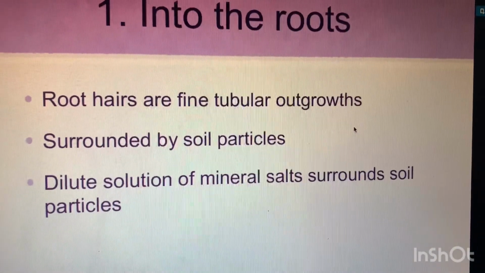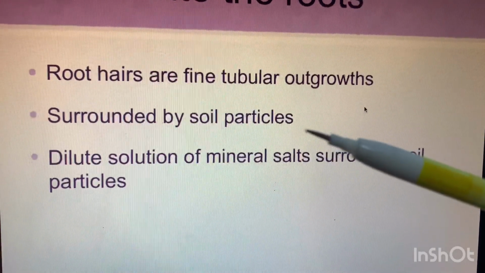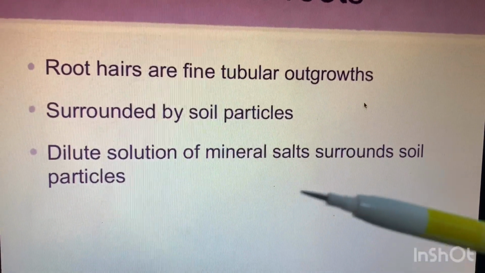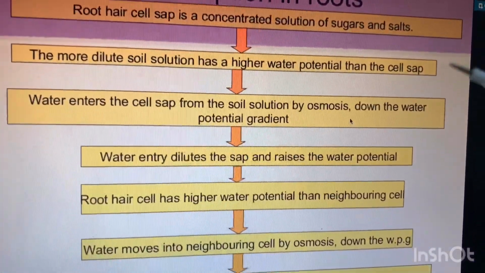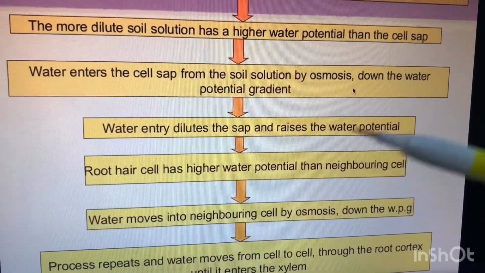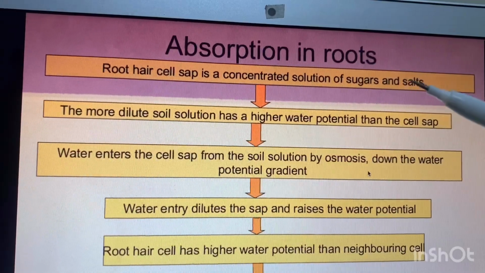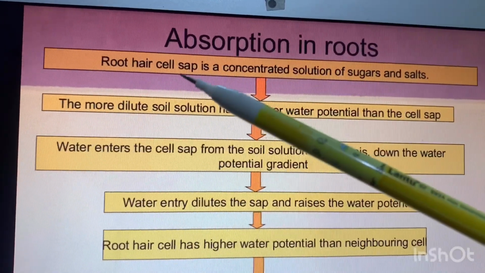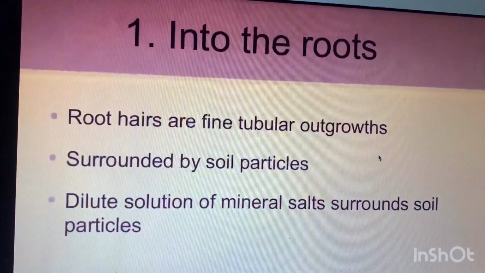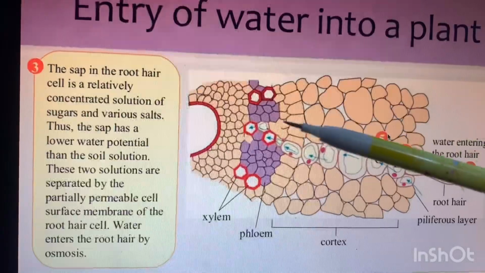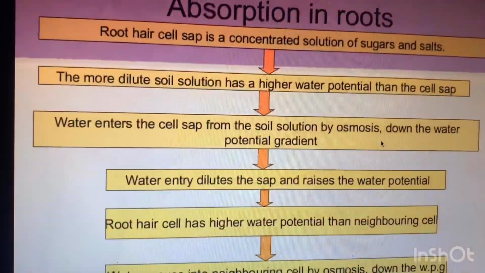Root hairs are fine tubular outgrowths. They are surrounded by soil particles. A dilute solution of mineral salts surrounds the soil particles. Now here is the complete chain of how water enters the plant and how absorption in roots takes place. First of all, root hair cell sap is a concentrated solution of sugars and salts, as told in the previous slide also, a concentrated solution of sugars and various salts.